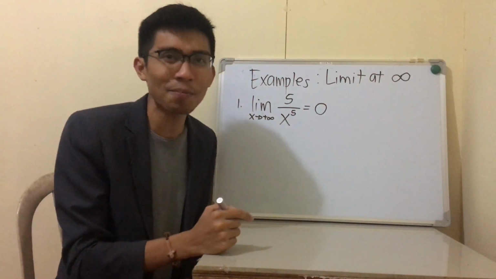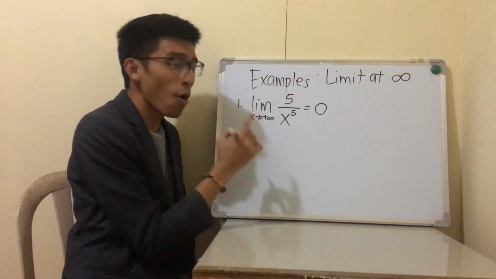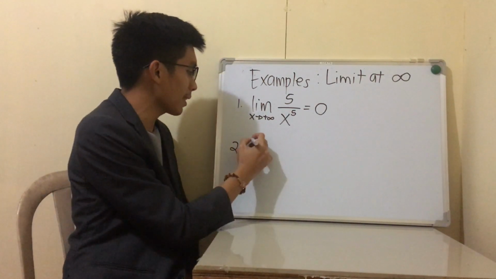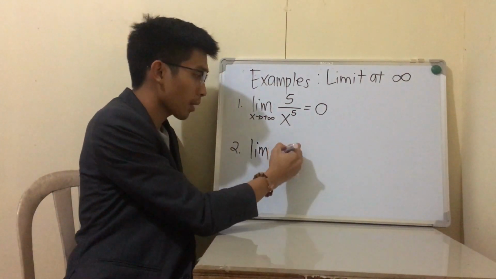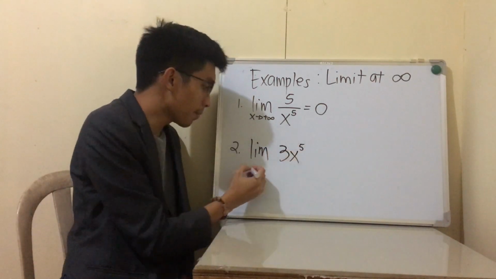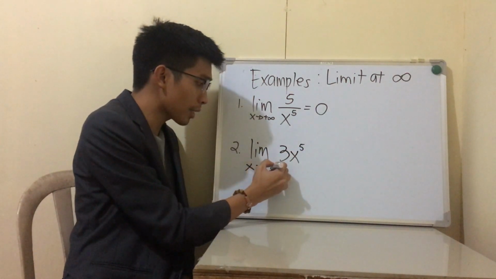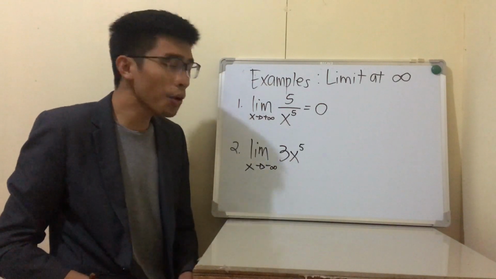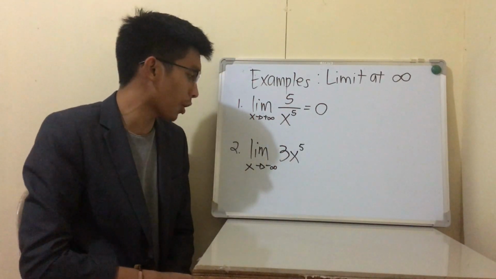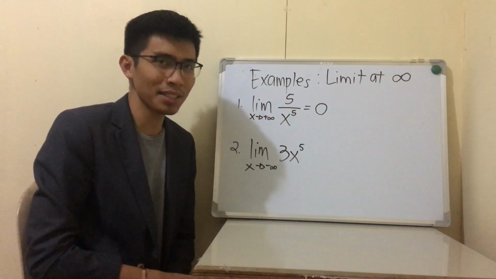Let's proceed to example number 2. What if the function looks like this? The limit of 3x to the fifth as x approaches negative infinity. How are you going to evaluate this function? I'll give you 5 seconds to think.